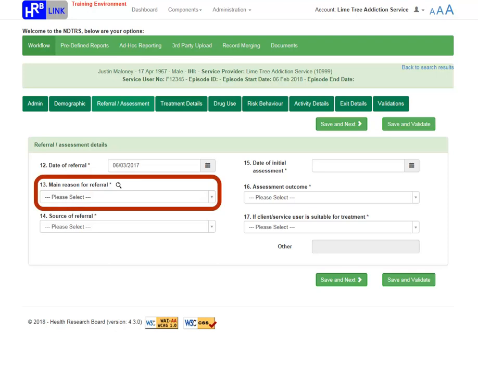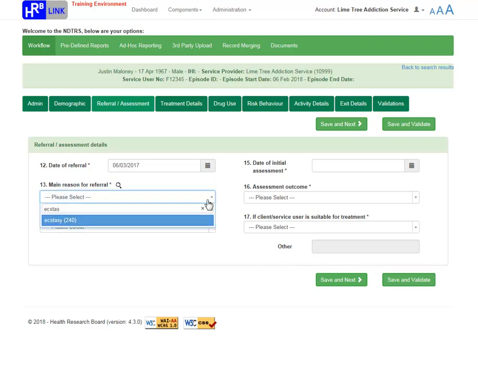Question 13, Main reason for referral. This question has been changed significantly. The options of illicit and licit drugs have been replaced by a single option of main reason for referral, and you are now asked to search for and select a specific substance.